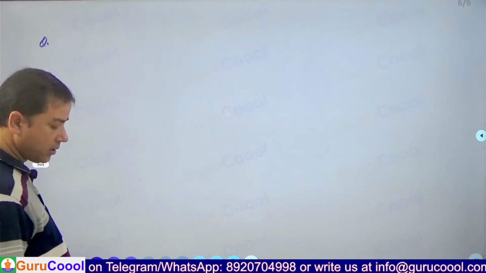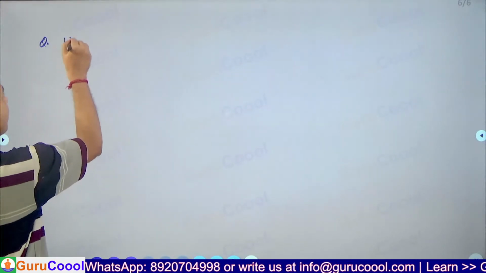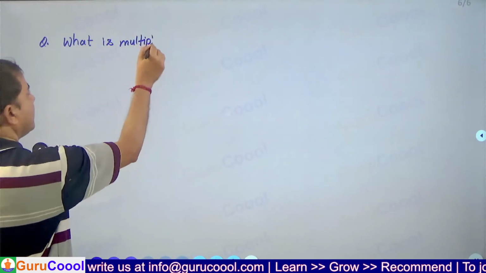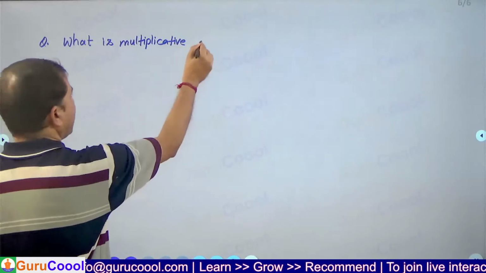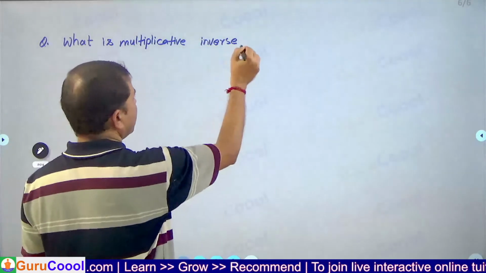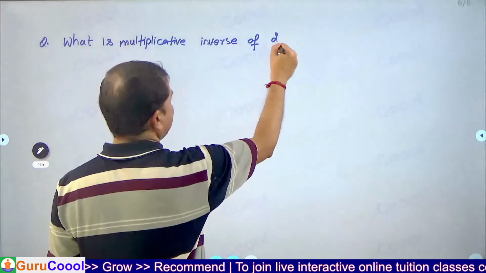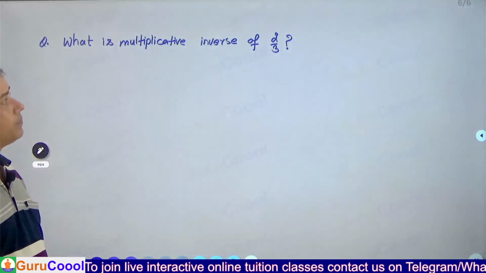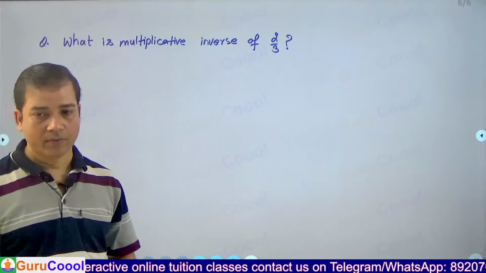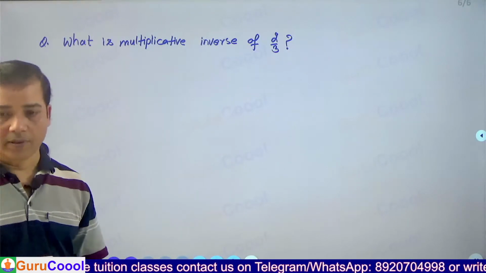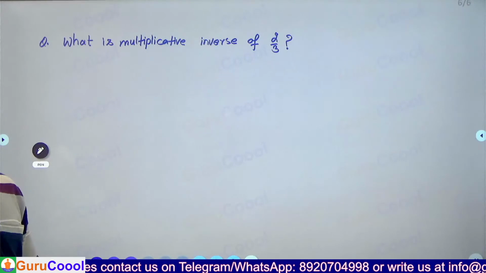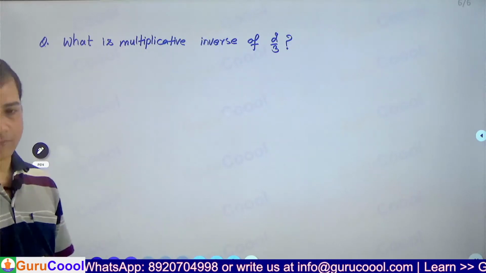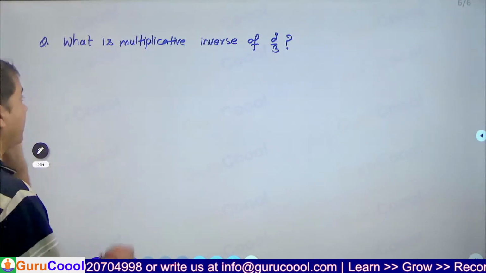Next question is an oral question. What is the multiplicative inverse of 2 by 3? Say, quick. Tell your answer. Sir, minus 2 by 3. David, no, sir. I mean 3 by 2. 3 by 2 is the correct answer.